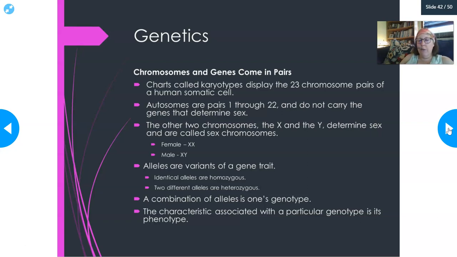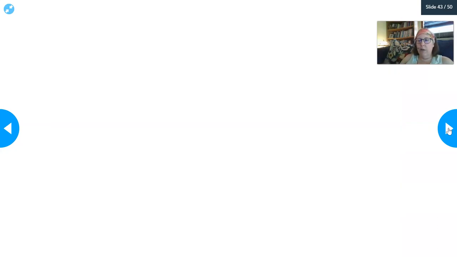So your combination of the alleles that you got from your mom and your dad is your genotype. And the characteristics that are associated with your genotype and that are actually expressed, what you see, is your phenotype. For example, my genotype for eye color is hazel and blue, but my phenotype, what I have, is hazel. So there you go.